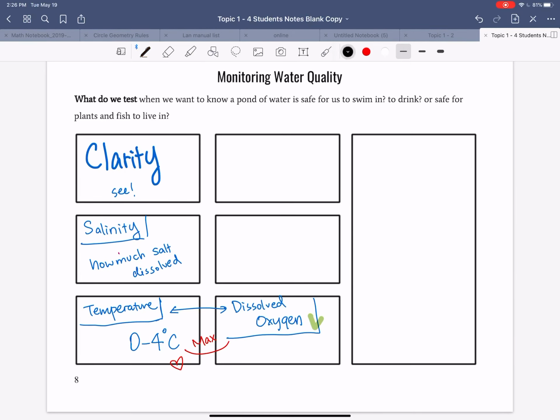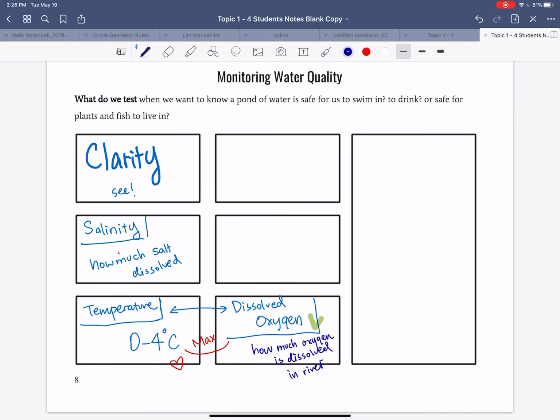Okay, so I'm going to change it to my blue, sorry. Okay, so dissolved oxygen means how much oxygen is dissolved in a river. So the more the merrier, okay? And we want cooler temperature. We want 0 to 4 degrees Celsius, okay?